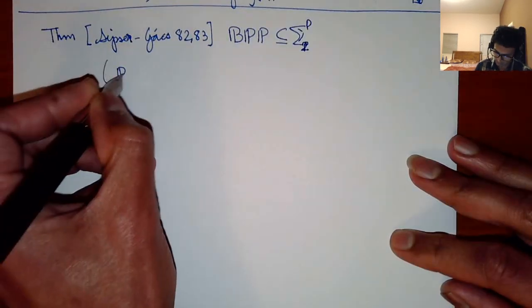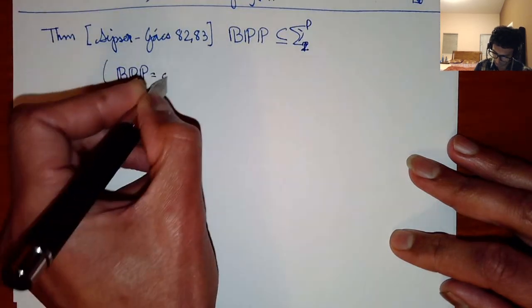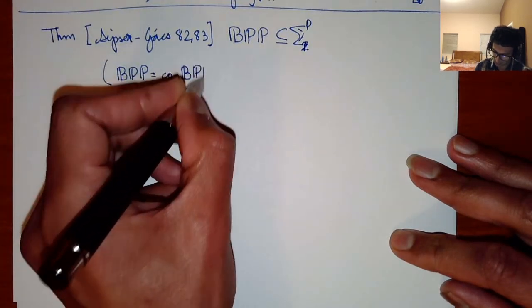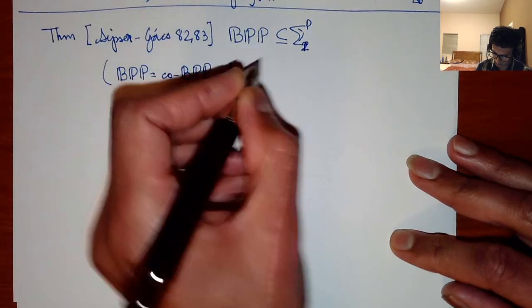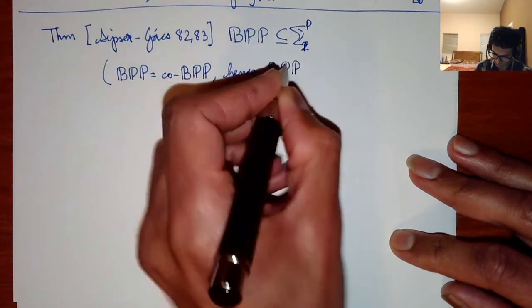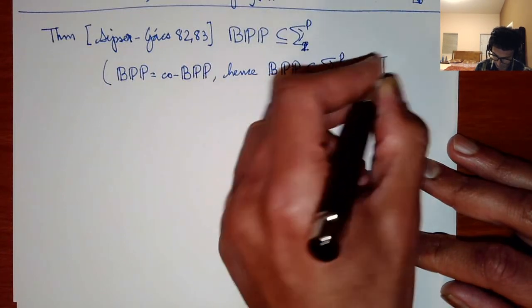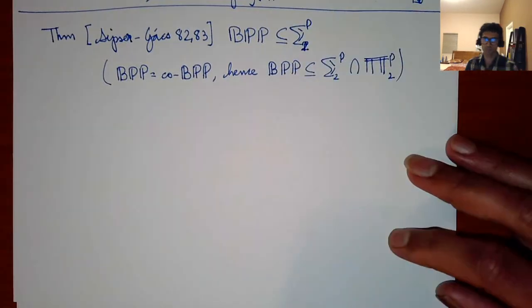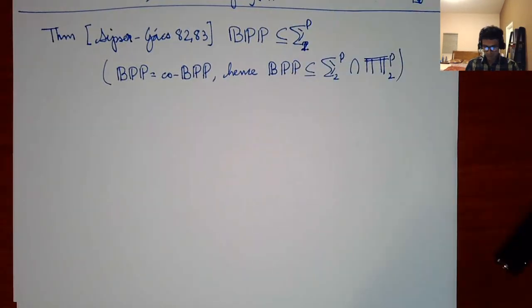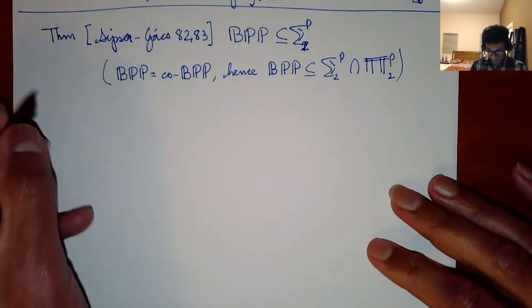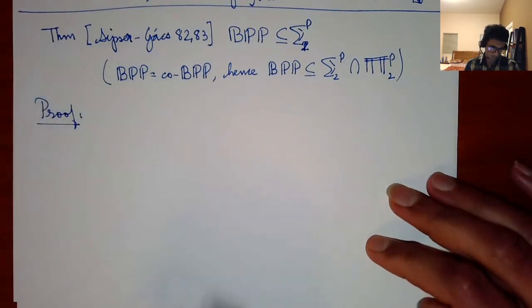And recall that BPP is equal to co-BPP. It's closed under complement, and hence BPP is actually in sigma 2 intersection pi 2. So this is kind of saying, well, you want to say that BPP is in NP. We're not able to do that, so we have to stick an additional quantifier to make that happen. Okay, and the argument is a very clever argument. So what is the proof?